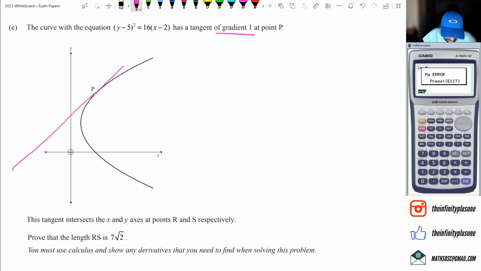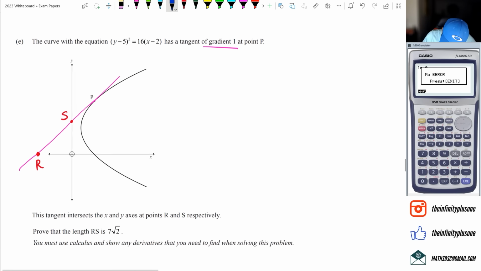This tangent intersects the x-axis and y-axis at points R and S. So it intersects the x-axis at R. So we can say that this point is R, this point is S, and then prove that the length of RS is 7 root 2. Oh, geez, it's not too bad. I mean, differentiate, put the gradient equal to 1, get the equation of the pink line, and then get the points R and S, and then calculate the distance between those 2 points. So it's actually not a bad Excellence question, but let's get going anyway.